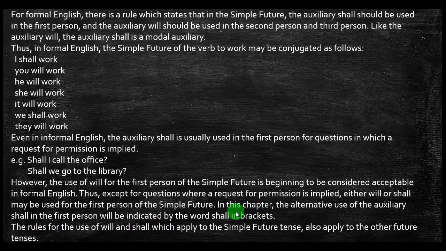So in this chapter, the alternative use of the auxiliary shall in the first person will be indicated by the word shall in brackets. So the rules for the use of will and shall which apply to the simple future tense also apply to the other future tenses. बेटा ये नोट करो, ये जो रूल हम सीख रहे हैं सिंपल फ्यूचर में रिगार्डिंग द यूज ऑफ विल एंड शेल, ये सारे फ्यूचर के टेंसेज में भी अप्लाई होते हैं. मतलब ये सारे रूल अप्लाई होते हैं फ्यूचर कॉन्टिन्यूअस में भी, फ्यूचर परफेक्ट में भी, और फ्यूचर परफेक्ट कॉन्टिन्यूअस में भी.